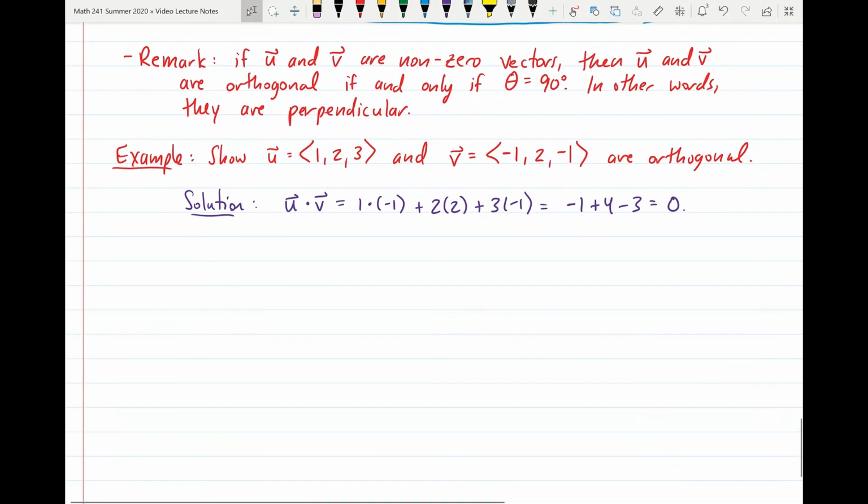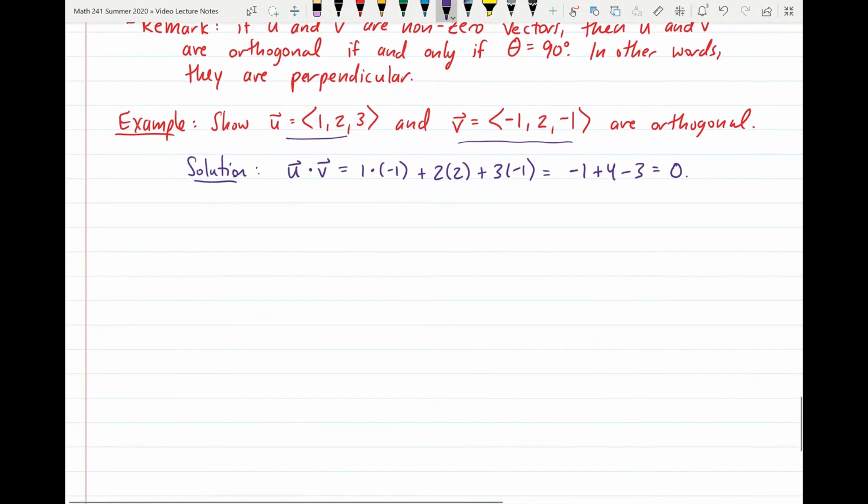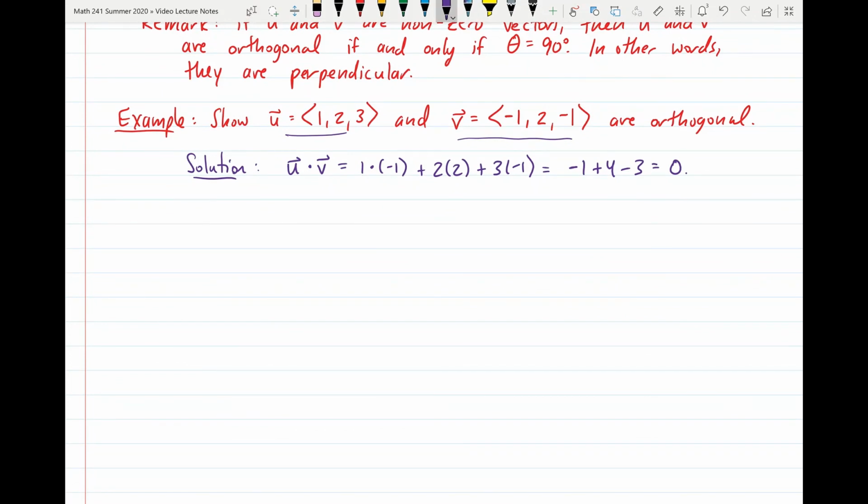And finally, for a last example for the first half of section 12.3, let's say that we want to show the two vectors u and v, as I have listed here, are orthogonal vectors. To do that, we're going to take the dot product and show the dot product is equal to 0. So we take the dot product of u and v, and we get 1 times -1 plus 2 times 2 plus 3 times -1, which is equal to -1 plus 4 minus 3, which is equal to 0. And that proves that the vectors u and v are orthogonal.